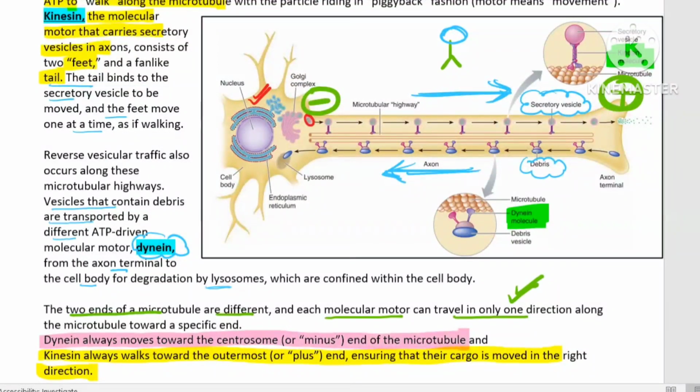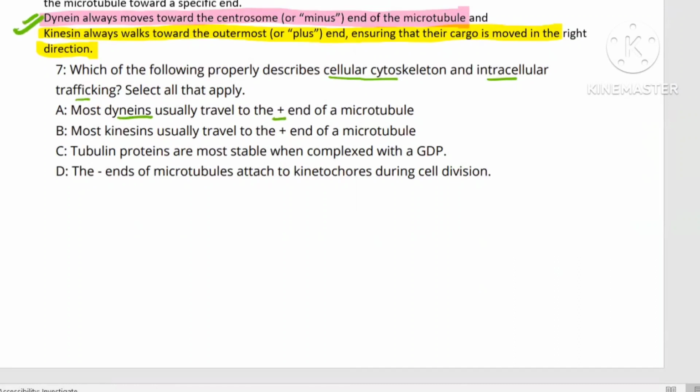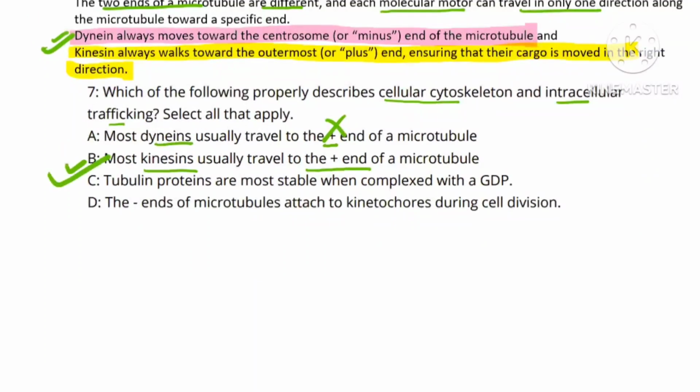Now, one question was asked in the Olympiad. Now see the question. Which of the following properly describes cytoskeleton and intracellular trafficking? The first statement says dynein moves towards the plus end. But right now we have seen dynein moves towards the minus end. So this first statement is wrong. Kinesin moves towards the plus end of the microtubule. Yes, this is the right answer.